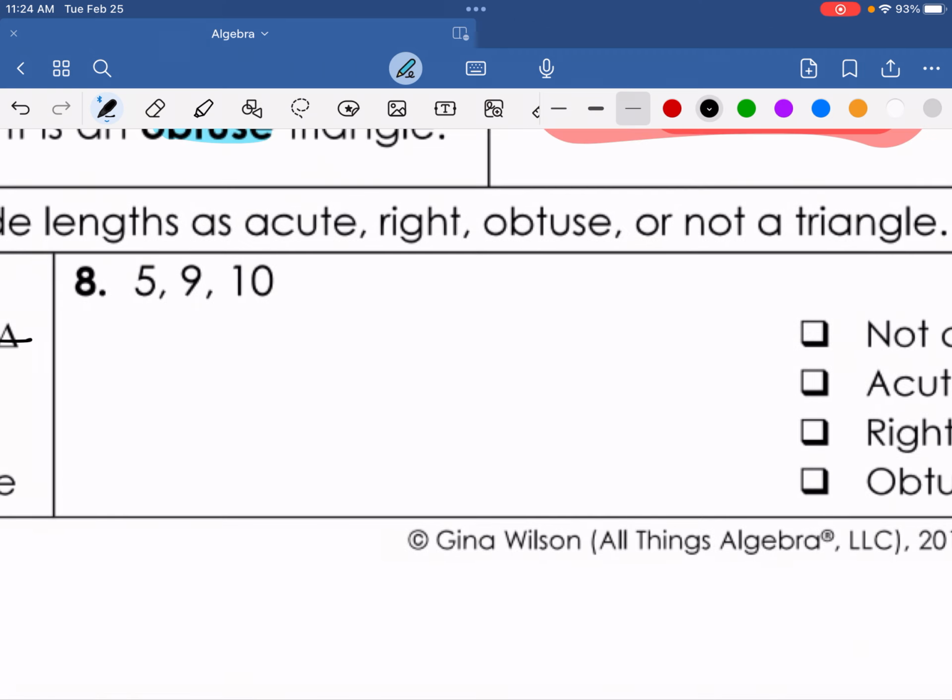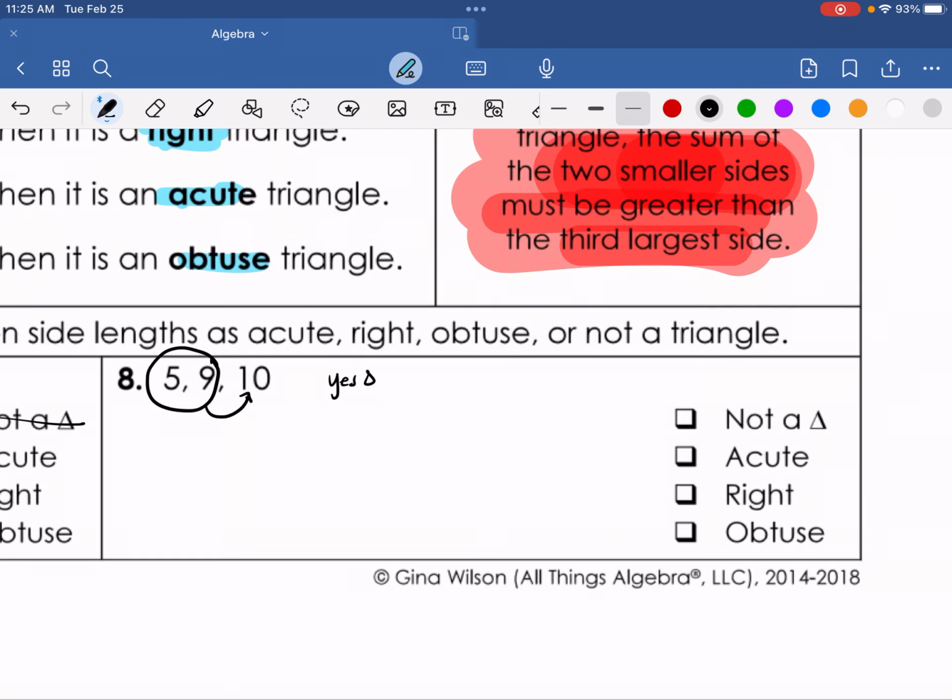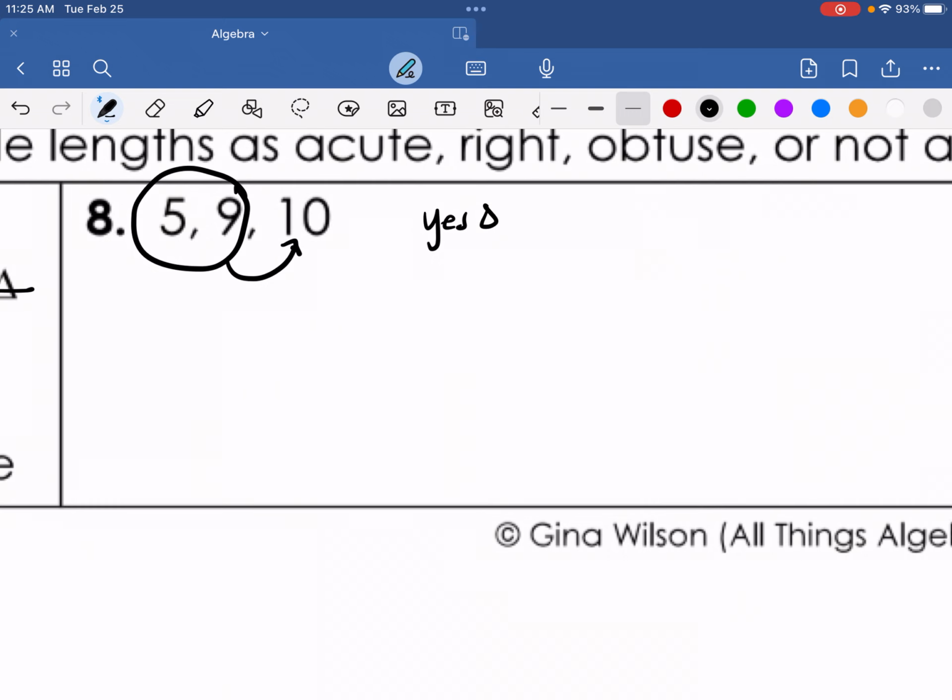Okay, number 8, again, first stop and check. 5 plus 9, is that bigger than 10? Yes. It has enough room to be a triangle. So yes, it's a triangle. So it's not the first one, not a triangle. It's not that. Now we check what kind of triangle.